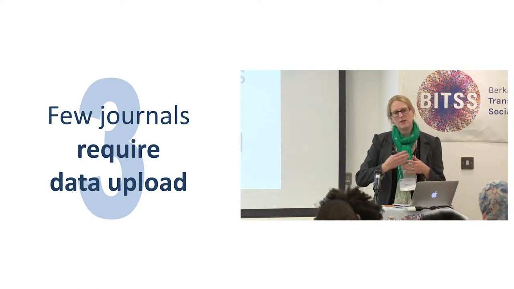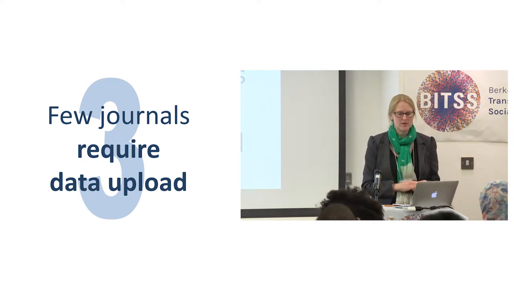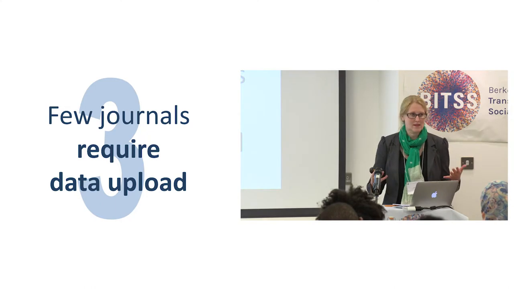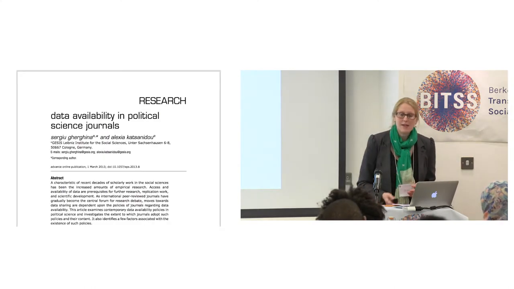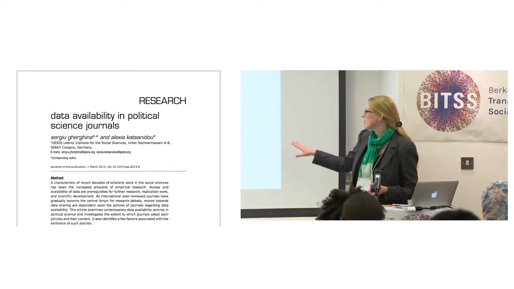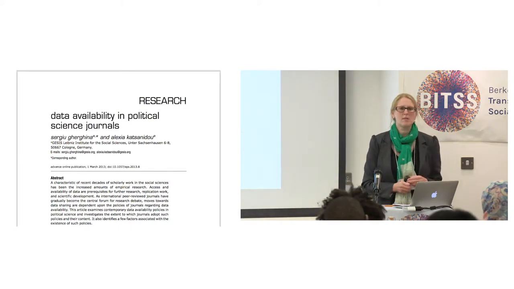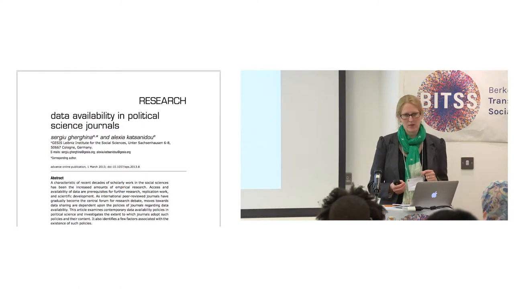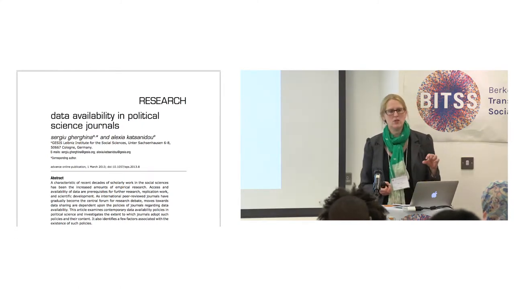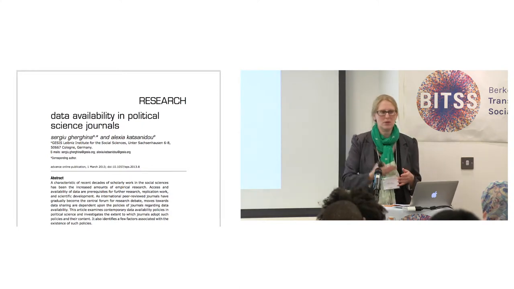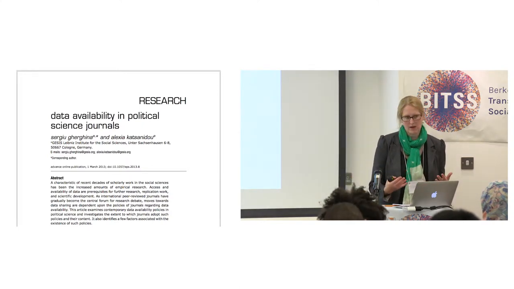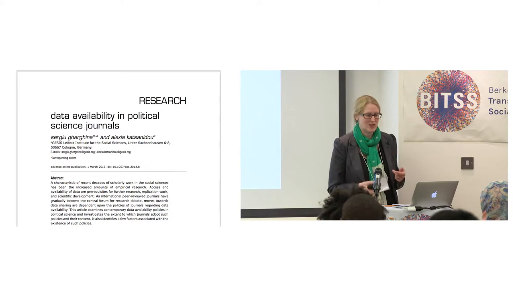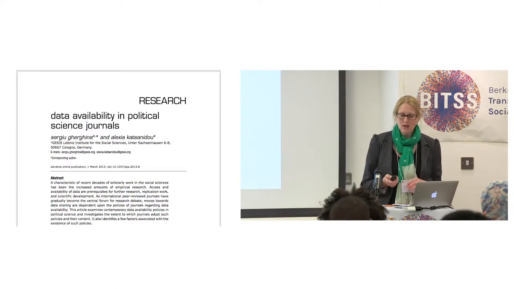So another issue that leads to irreproducibility is that a lot of journals don't require data upload. This is slowly changing, but this is still the case in many disciplines. For example, in political science, there has been a study from 2013, and it showed that among 120 political science journals, top journals, only 18 had a replication policy. So only 18 journals out of 120 would ask their authors to upload the data, upload the code, and be transparent about what they have done. This has now slowly changed. The scandals usually help to bring about change. But it's still not that great.